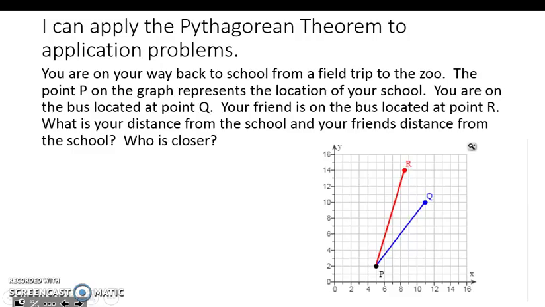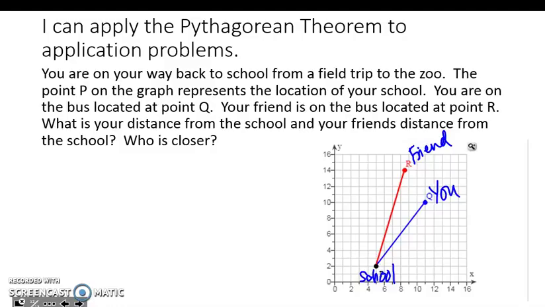So it says, you are on your way back to school from a field trip to the zoo. The point P on the graph represents the location of the school. You are on the bus located at point Q. So this is you. Your friend is on the bus located at point R. So this is your friend. What is your distance from the school and your friend's distance from the school? And then who is closer?